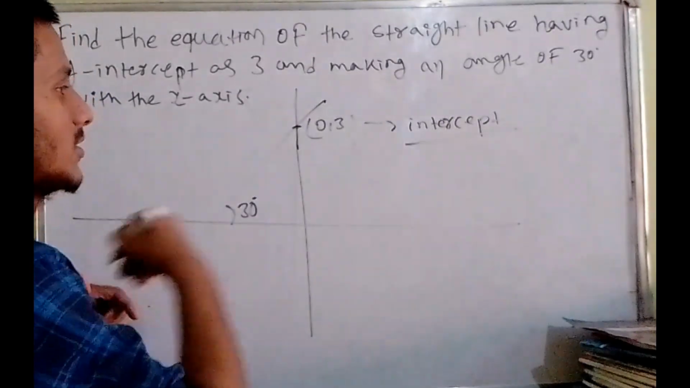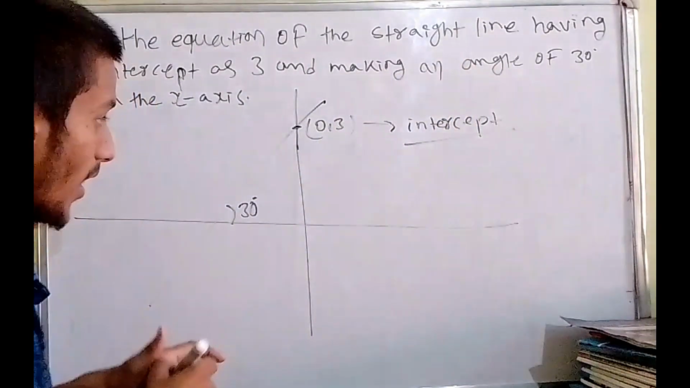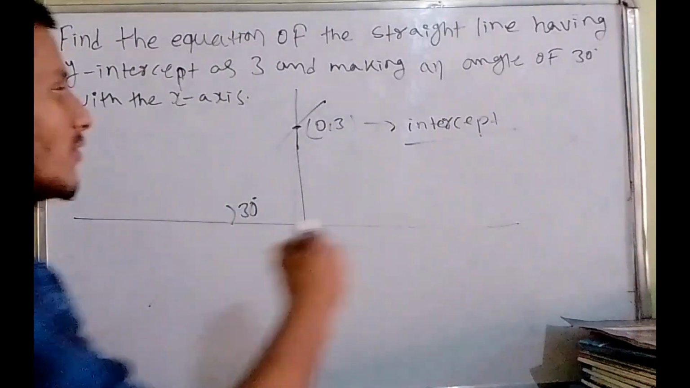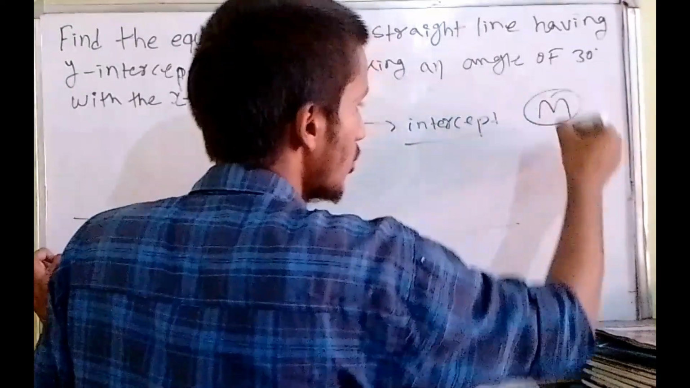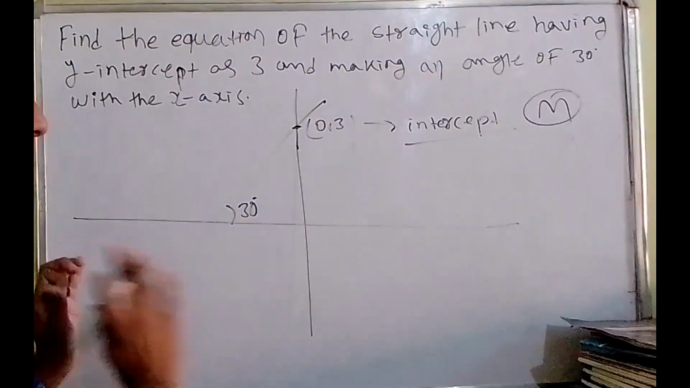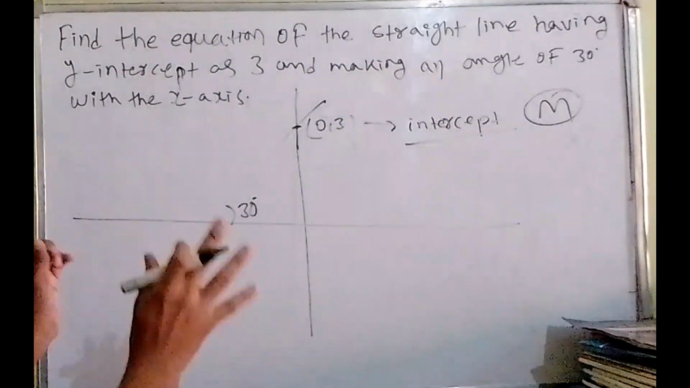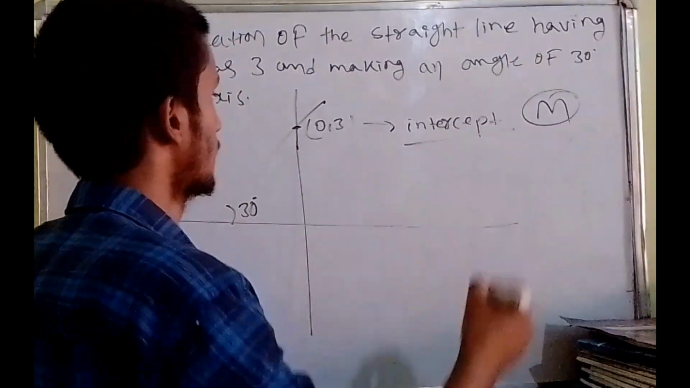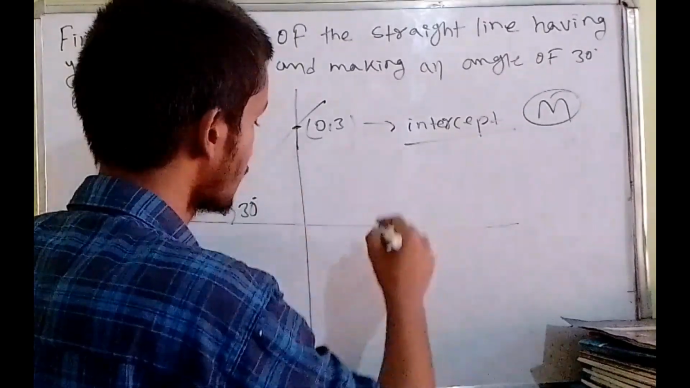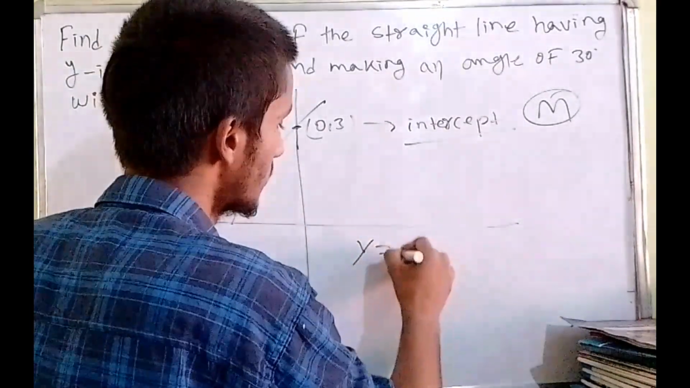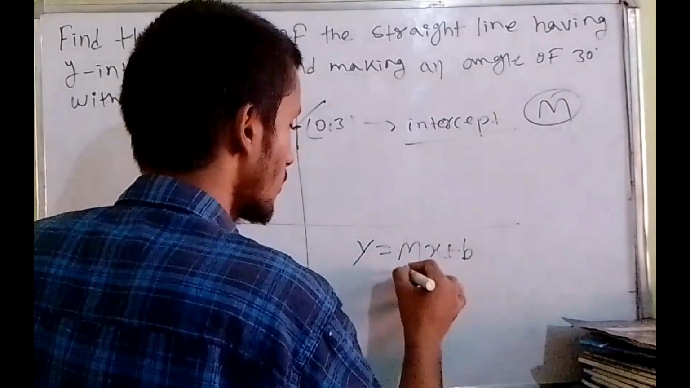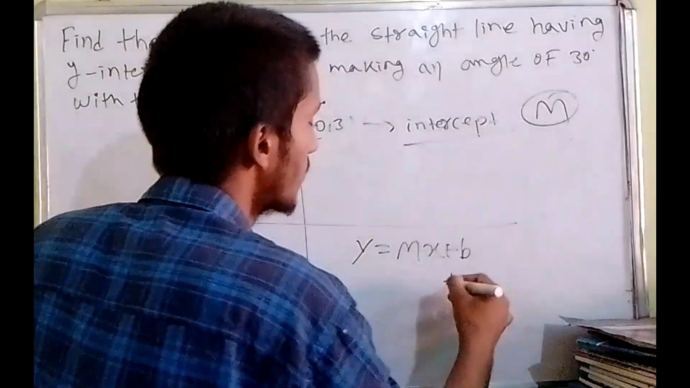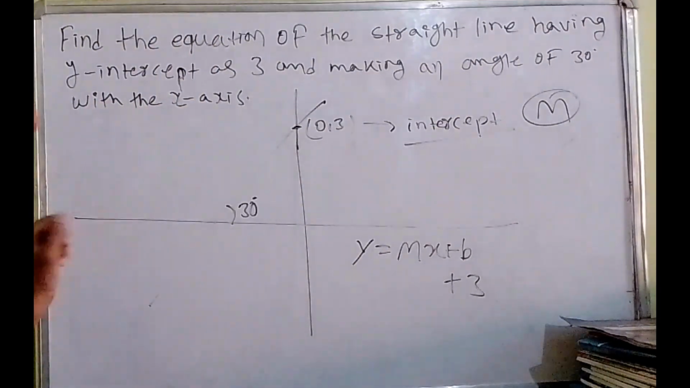This is the y-intercept, so you have to use the y-intercept, and this is the inclination. Using inclination, find the value of m, meaning slope, and use the same formula. I've already given you the required hint. Now let's go to the solution. So this will be y is equal to mx plus b. First we know what b is. It is just 3.